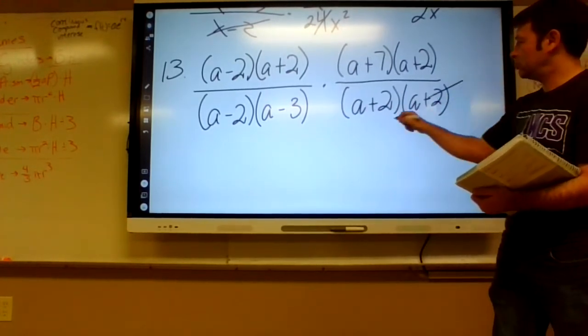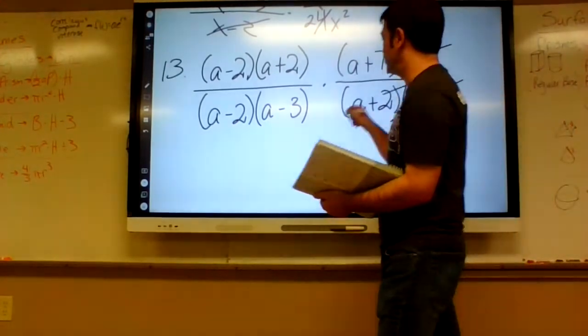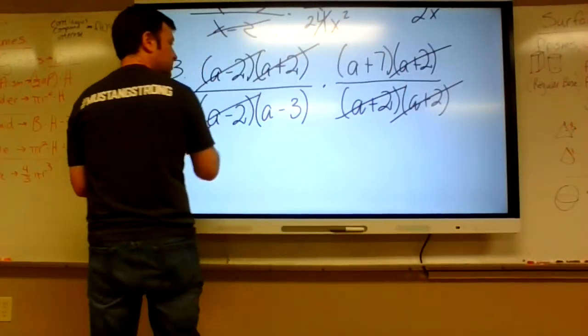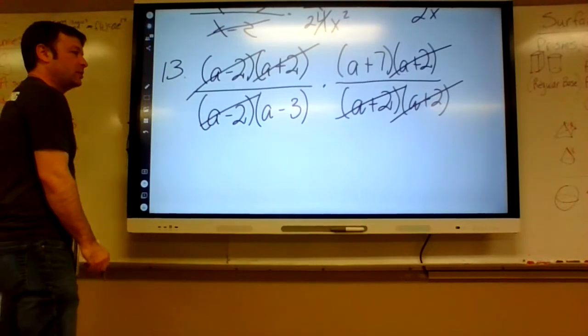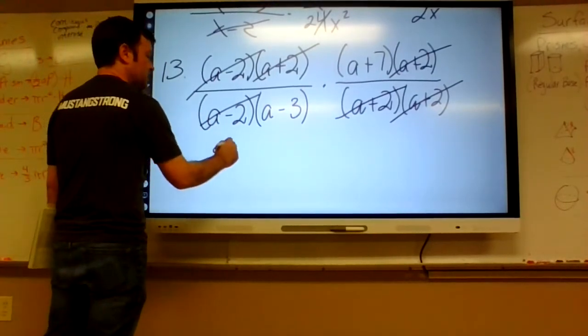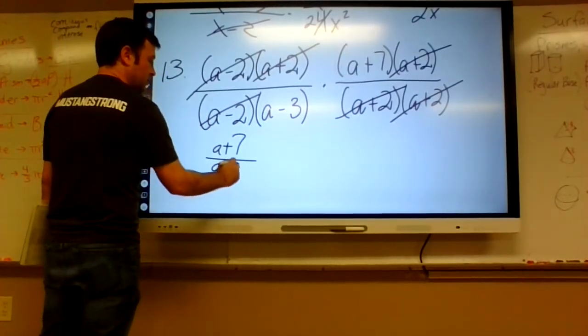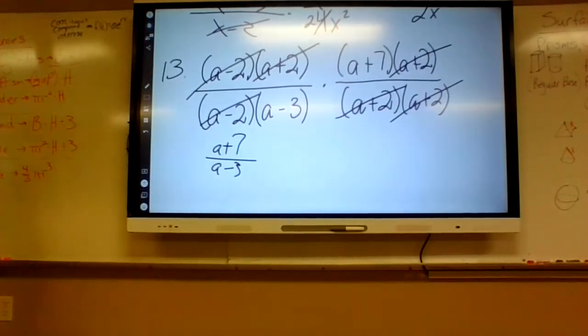And then we go wild. A plus 2, A plus 2, A plus 2, A plus 2, A minus 2, A minus 2. So I'm left with A plus 7 over A minus 3.